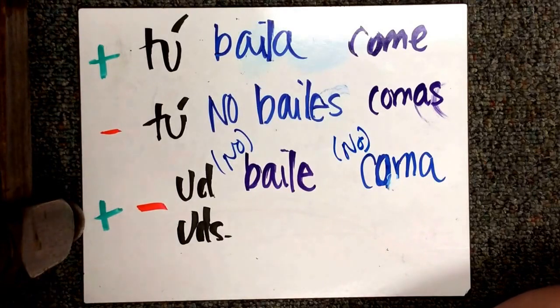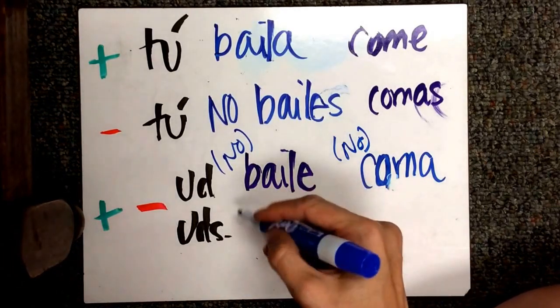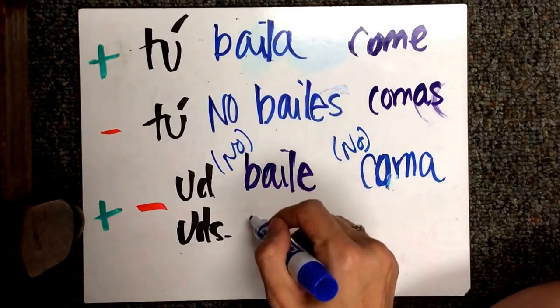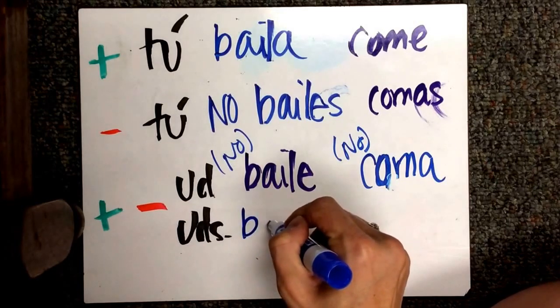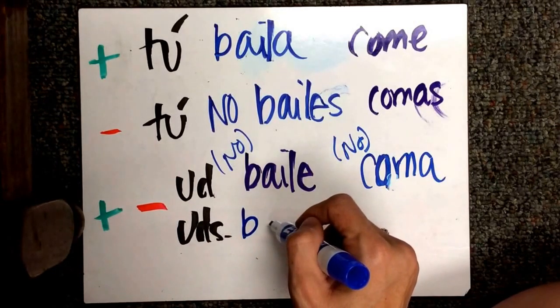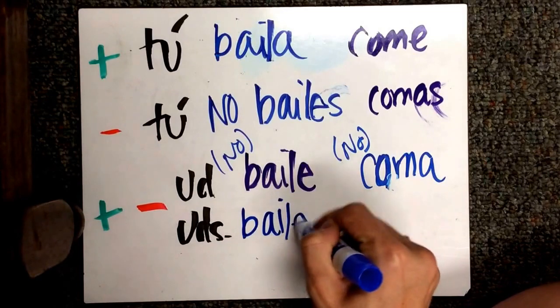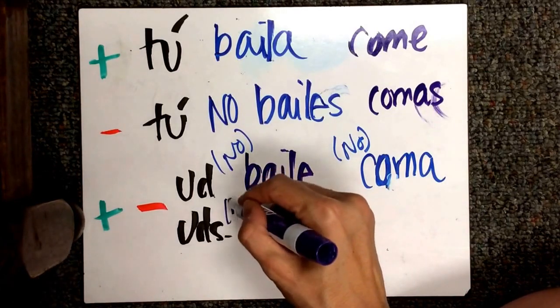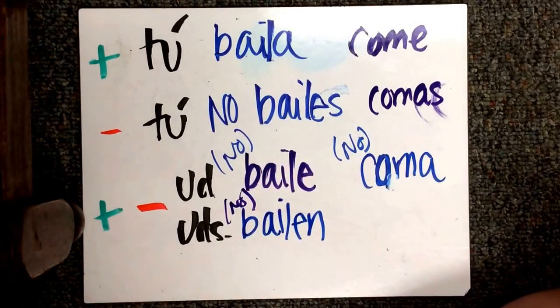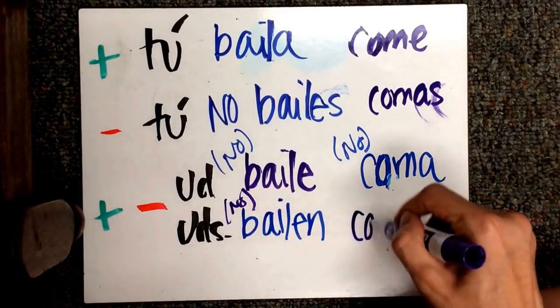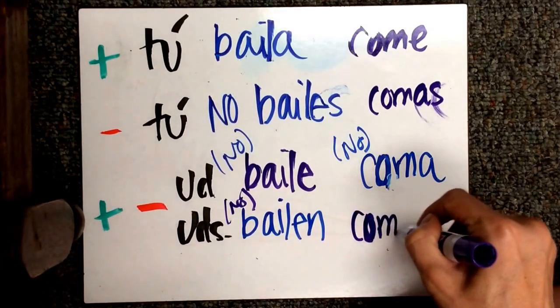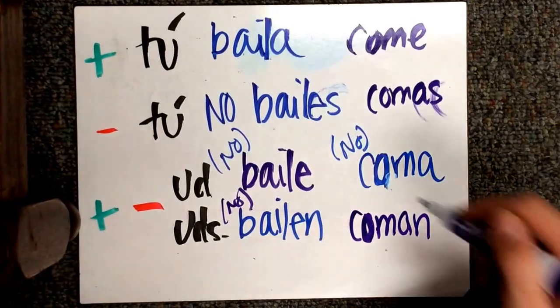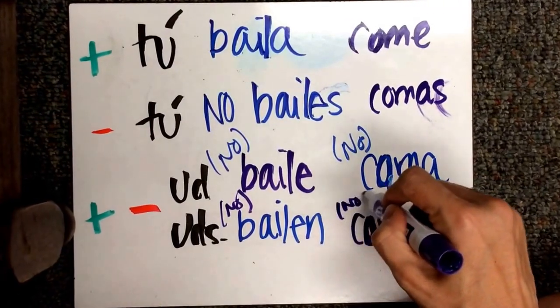Ustedes commands are just as easy, only you're going to add an ustedes ending, the opposite ustedes ending. Bailen ustedes. You want to tell a class to dance? Bailen. You want to tell them not to dance? You throw in a no. If you want to tell the class to eat, coman ustedes. And if you want to make it negative, you just throw in the no.